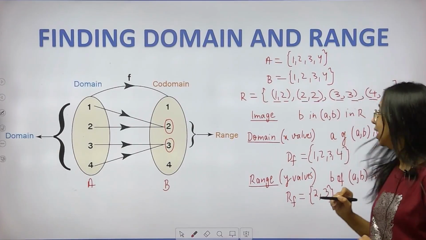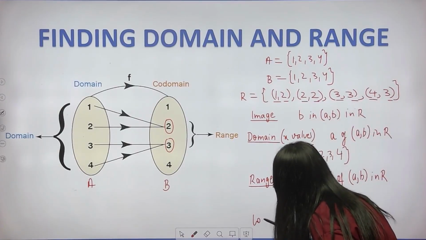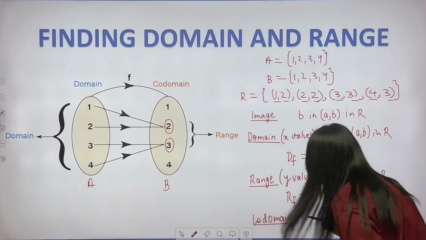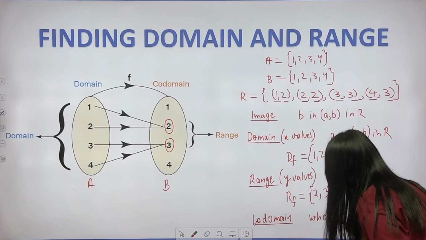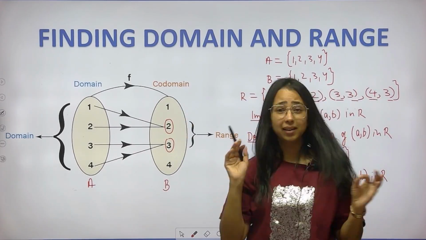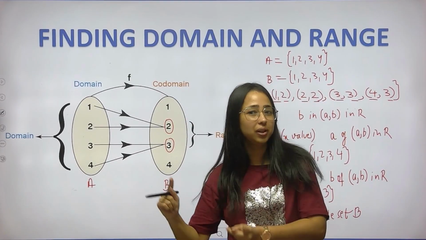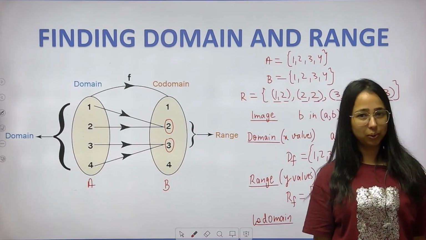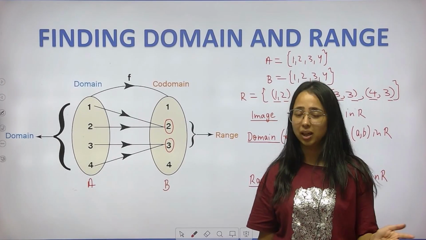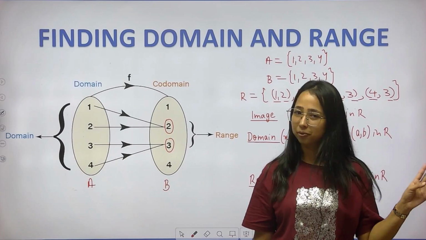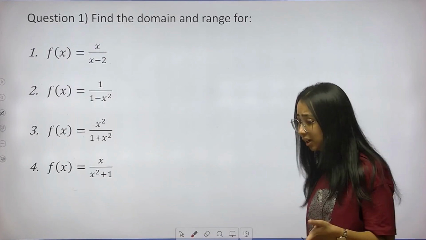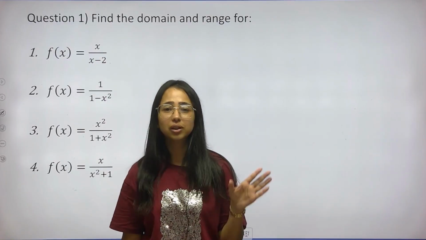Is this clear? Last, let's study what we mean by codomain. Codomain refers to the whole set B. So this whole set B containing the elements 1, 2, 3 and 4 is known as the codomain. I hope all the 4 concepts of image, domain, range and codomain are clear to everybody. Now let's study how we actually find the domain and range of a particular function.